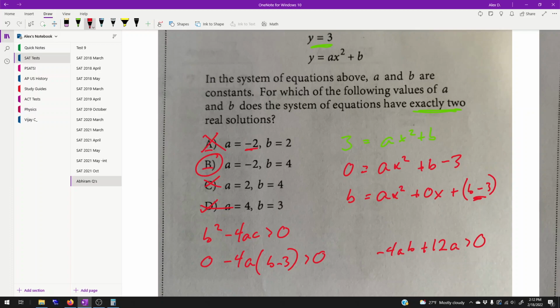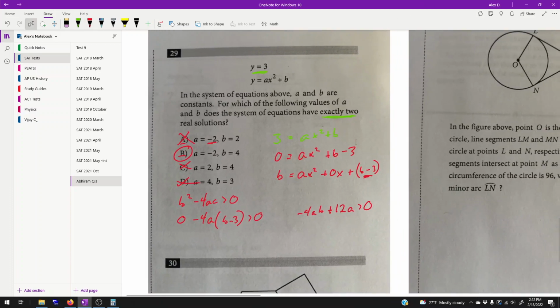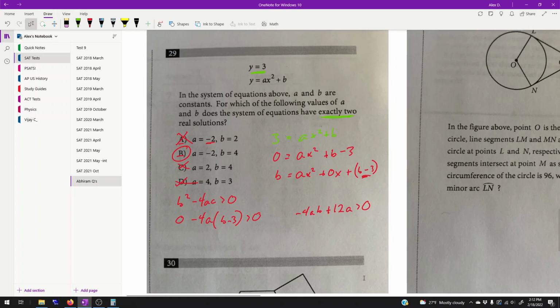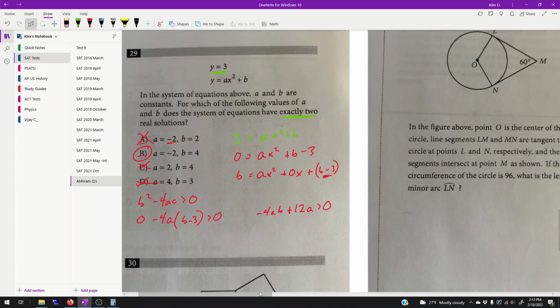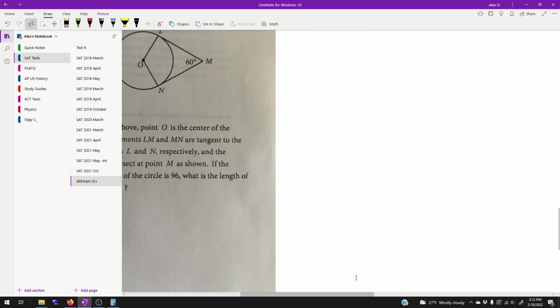I'm going to keep pondering that one, see if I can think of an easier way to do it, but I don't believe there's going to be. That's probably the best way to do it, thinking of the discriminant.